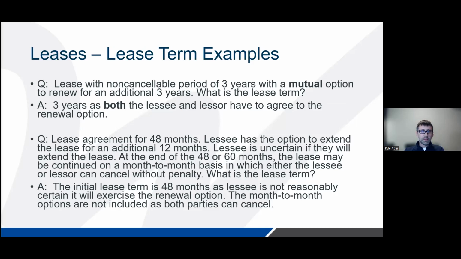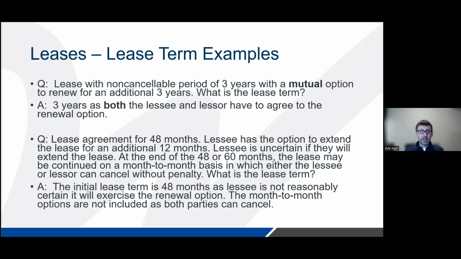So we'll go through a couple examples here on lease terms, as this is an important topic and can be a little bit confusing. In the first example, we have a non-cancelable period of 3 years with a mutual option to renew for 3 years. So what's the lease term? It's just the initial 3 years, since both the lessee and lessor have the option and have to agree to the renewal period.